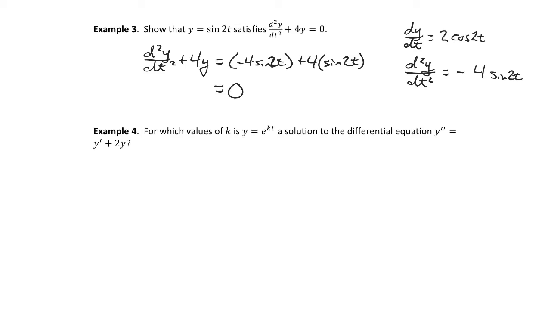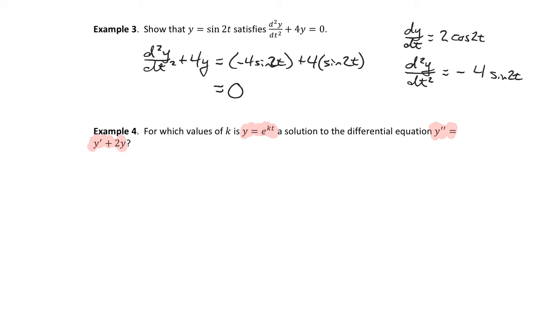For our next one, example 4 here, sometimes y equals e to the kt will be a solution to this. We call this a second order differential equation. Why is it a second order differential equation? It's a second order differential equation because the highest derivative that appears is the second derivative. Okay, so we're assuming that e to the kt satisfies the differential equation, and so I need to figure out what k is.